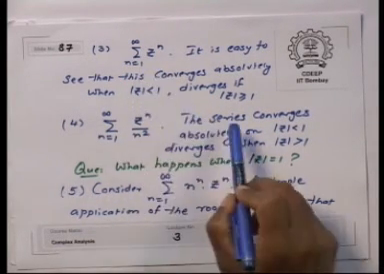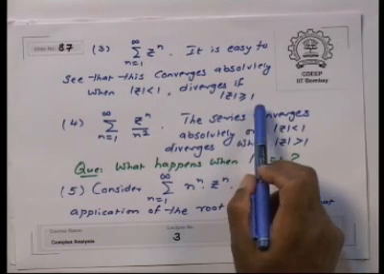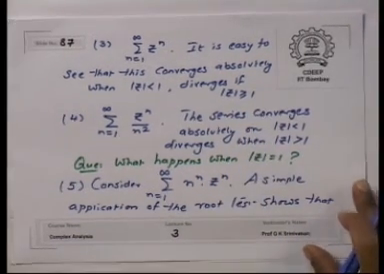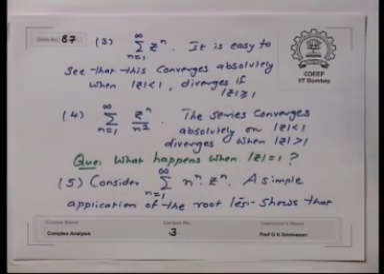Root test will give you divergence for mod z strictly greater than 1. But when mod z is equal to 1, you cannot apply the root test, but then you have to look at the nth term. The nth term does not go to 0, and that is why it diverges.